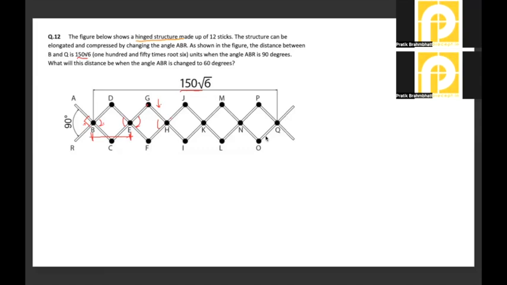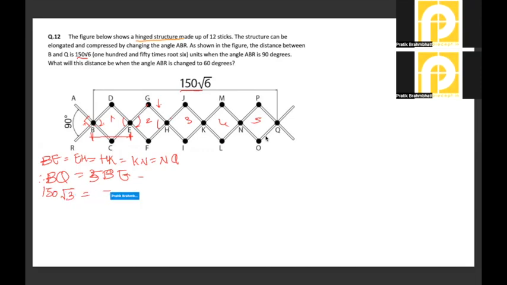Why do I multiply it by 5 times? Because BQ total is made up of 5 components, 1, 2, 3, 4 and 5, which are equal to the length BE. Because BE is equal to EH, which is equal to HK, which is equal to KN, which is equal to NQ, which are the 5 different lengths BQ is made up of. Therefore, BQ will be equal to 5 times BE. I know the dimension of BQ, which is 150 root 6, which is 5 into BE. Therefore, BE will be equal to 30 root 3. So far I've found this, okay?